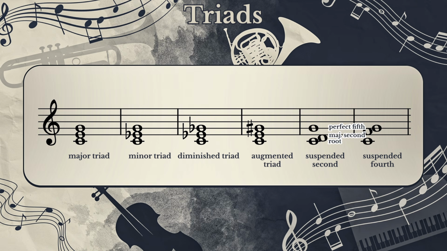The suspended second triad consists of a root note, a major second, and a perfect fifth. The suspended fourth triad consists of a root note, a perfect fourth, and a perfect fifth. Suspended triads sound open and unresolved, creating a sense of anticipation.